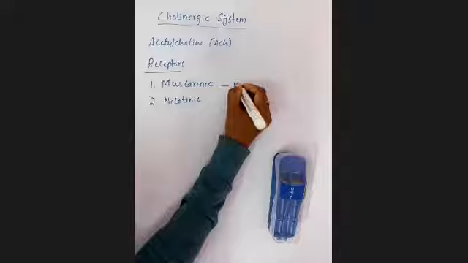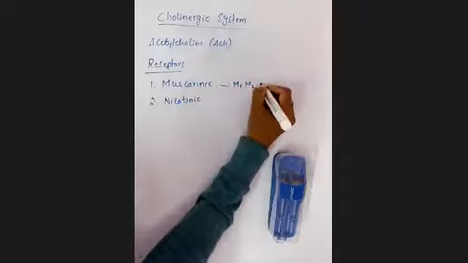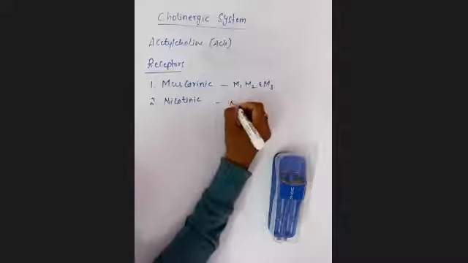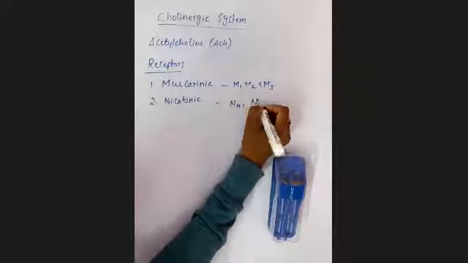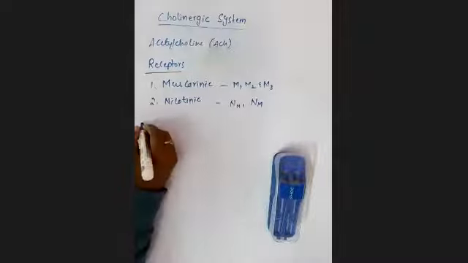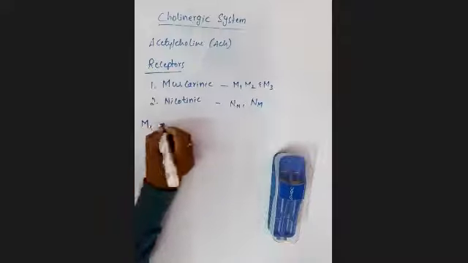In muscarinic receptors you have M1, M2 and M3 types, and in nicotinic receptors you have NN and NM types. Clear? So we'll see the location and the functions of these receptors now. First, we'll discuss the three different types of muscarinic receptors, that is M1, M2 and M3. First, we'll see about M1.